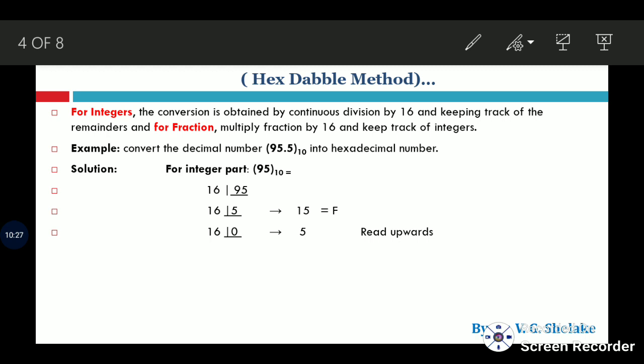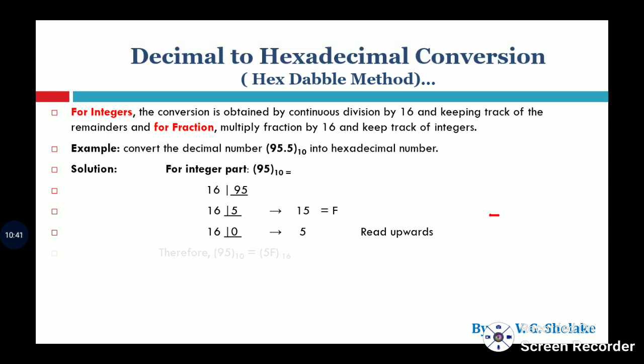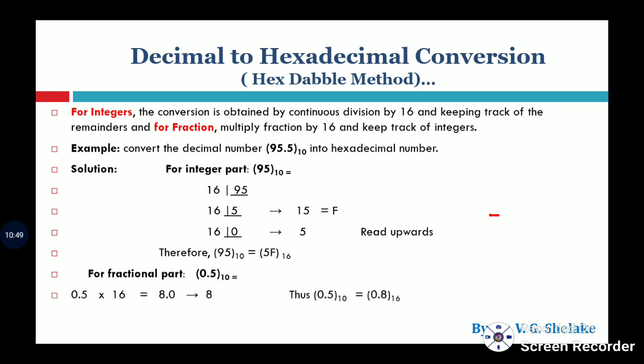So now we know that by dividing successively the integer part and keeping the track of remainders, we will get the equivalent hexadecimal number. So the 95 decimal integer part will be 5F, and now read this in upward direction.